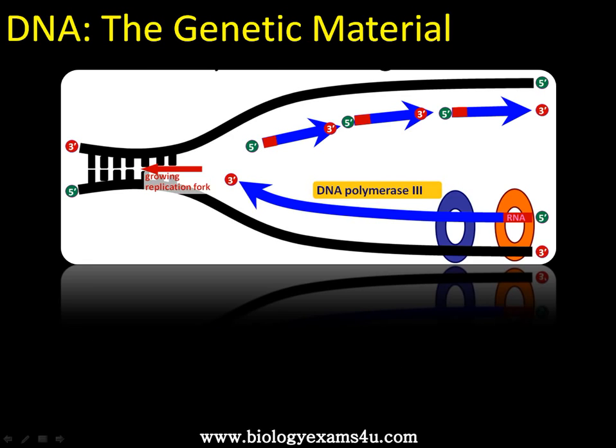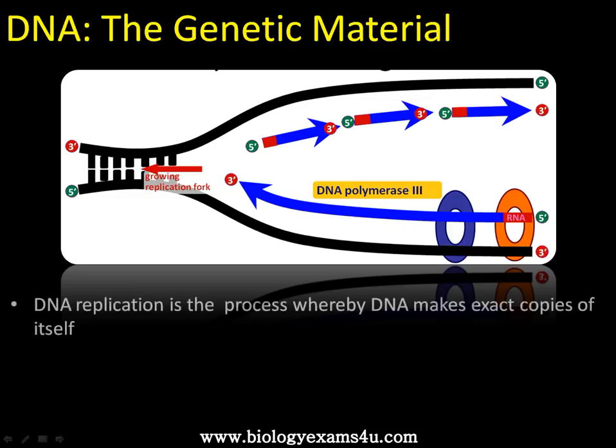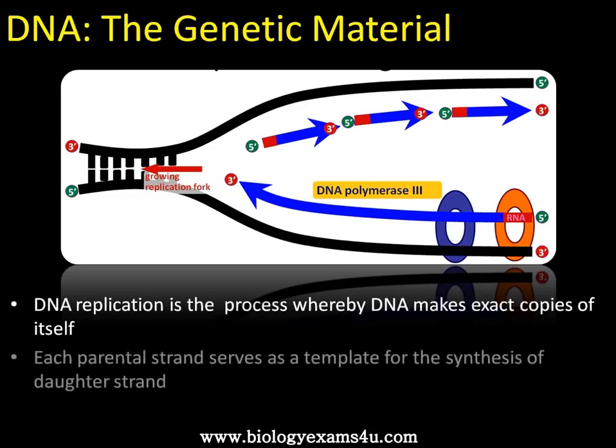DNA is the genetic material in all organisms, from bacteria to blue whale. The basic essential function of a genetic material is the ability to make copies. DNA replication is a process whereby DNA makes exact copies of itself. Here, a strand serves as a template for the synthesis of the daughter strand.